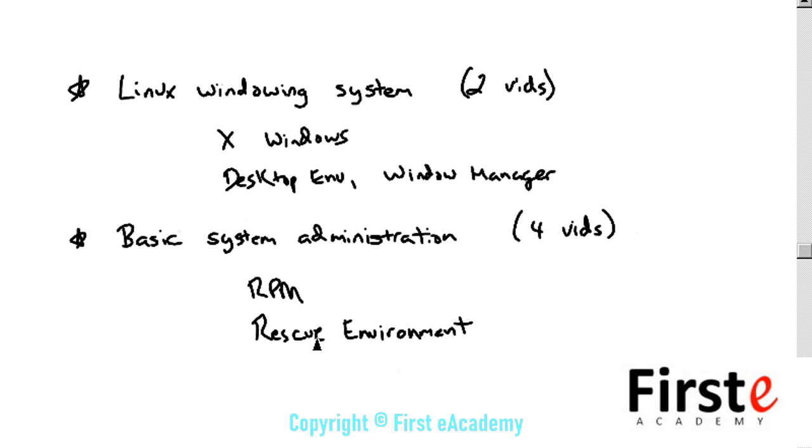Then we spend a couple of videos talking about user administration topics. We talked about user administration in the introductory videos, and we'll build on those in this particular series. We'll talk about the user environment, and about groups and quotas and things like that.